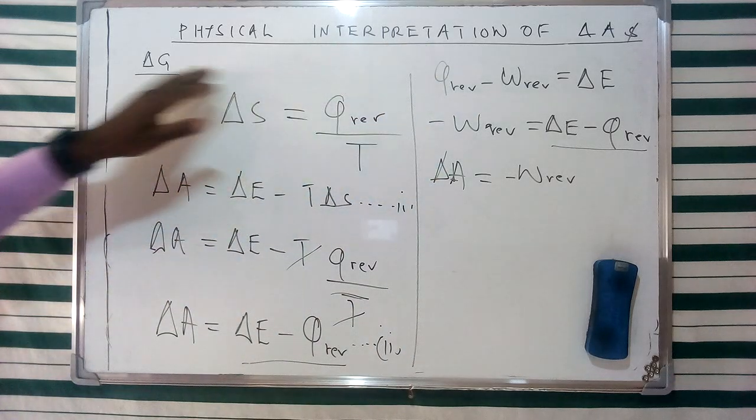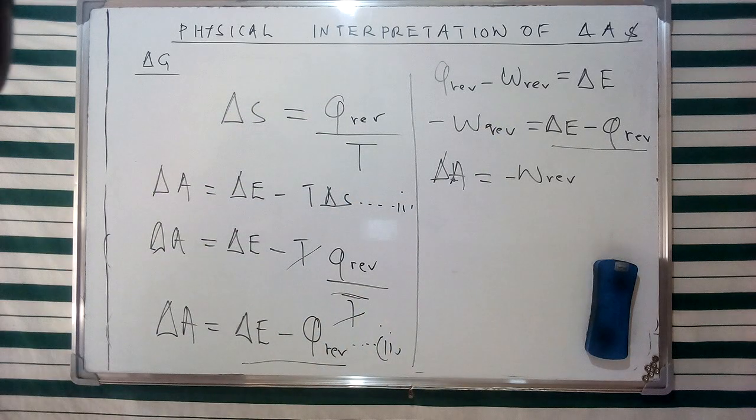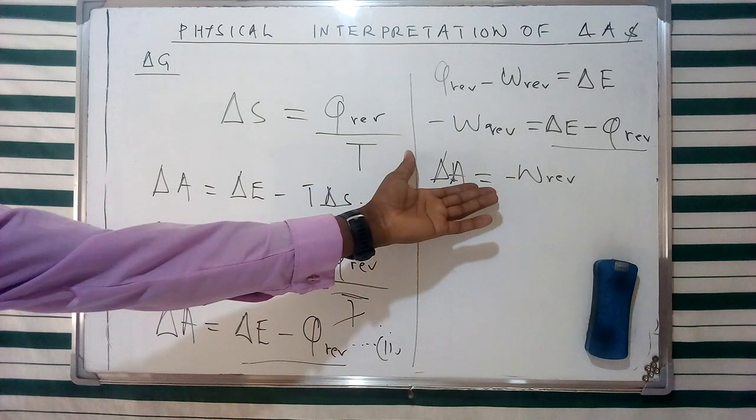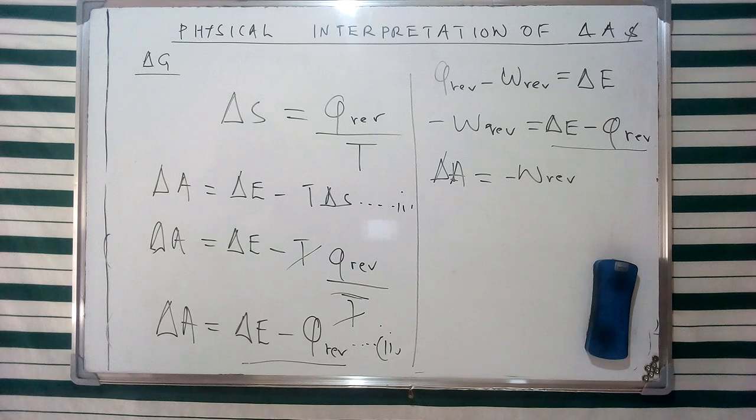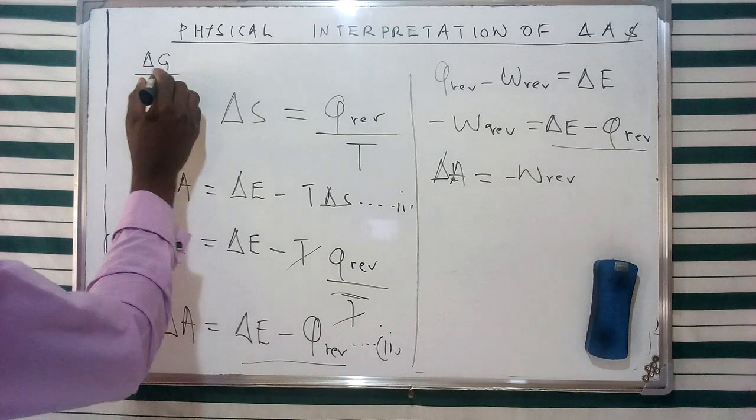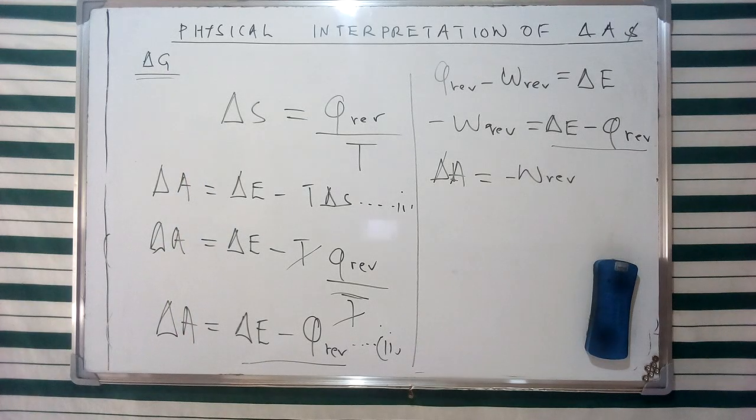Therefore, the physical implication of this delta A is that it represents the work that is going to be done in this reversible isothermal process, whereby W is going to be the maximum work that can be obtained from the system. Therefore, from this analogy, we can conclude that this element A is going to be representing what we refer to as the work function, or the maximum work function, in that respect. So what of this second element, the Gibbs free energy?